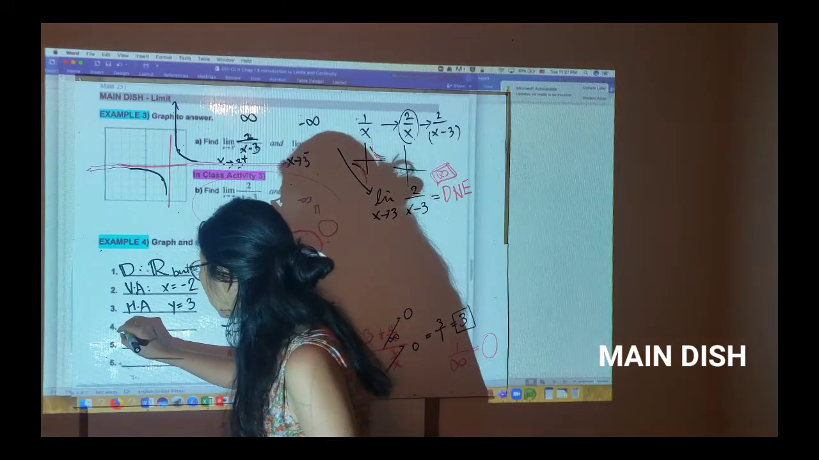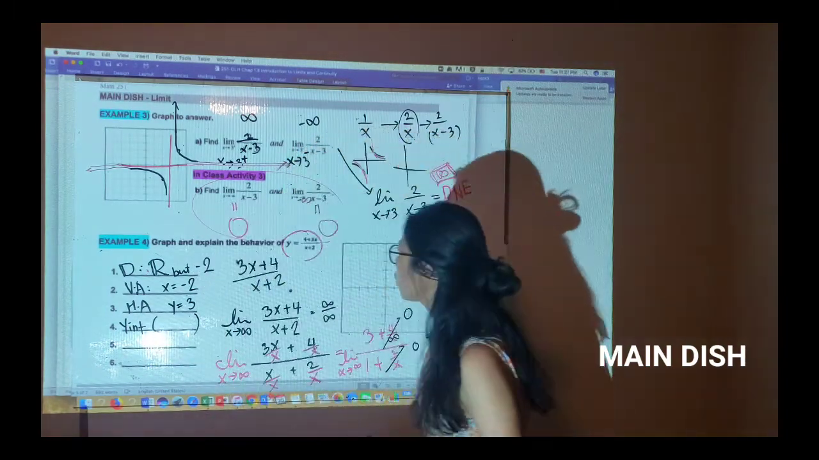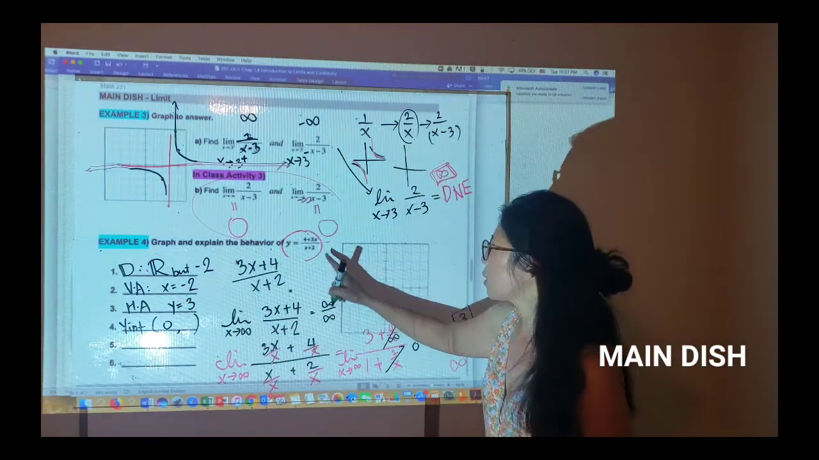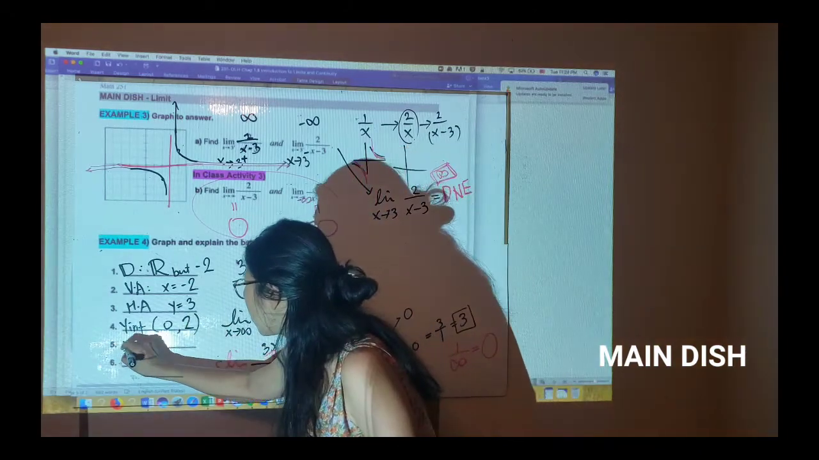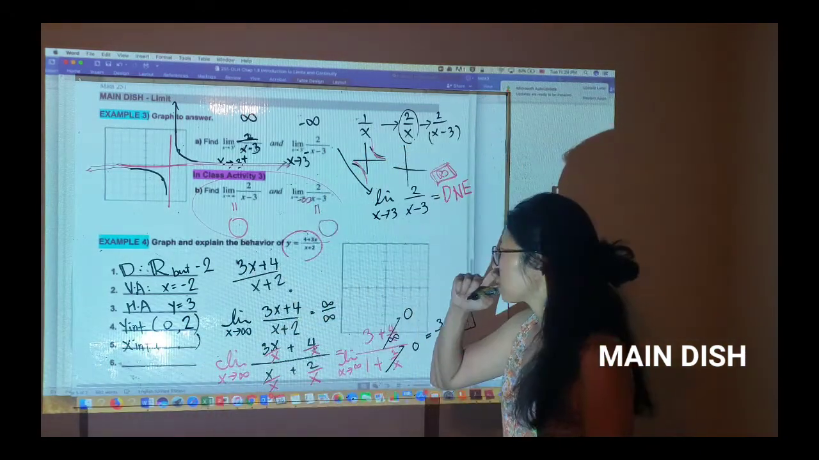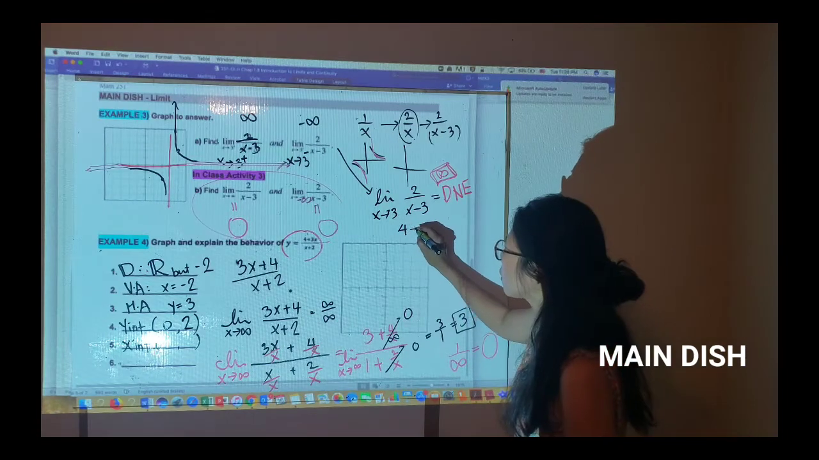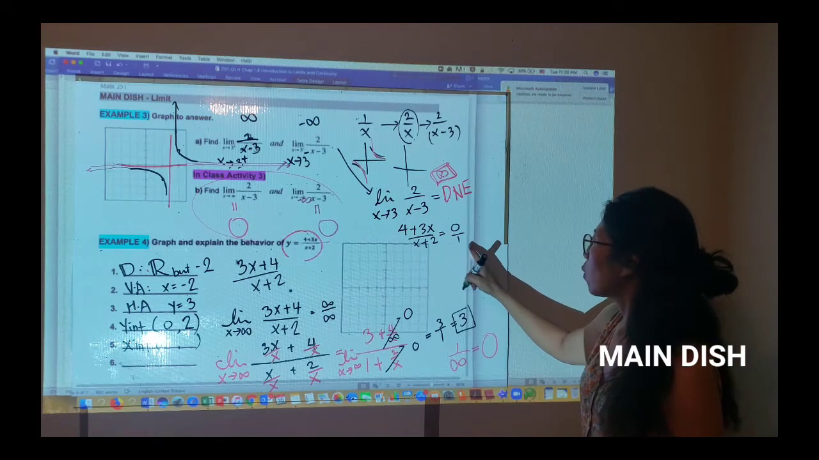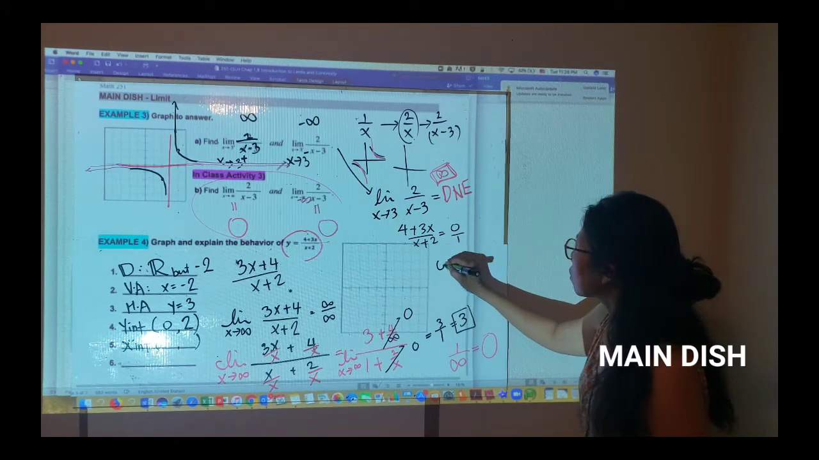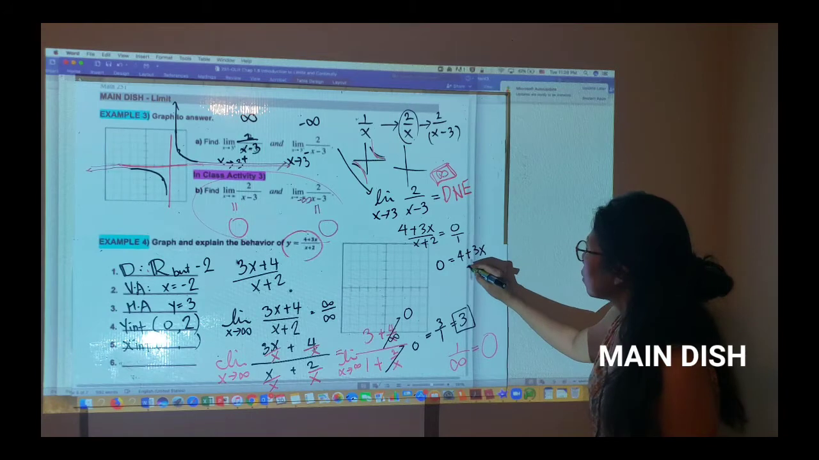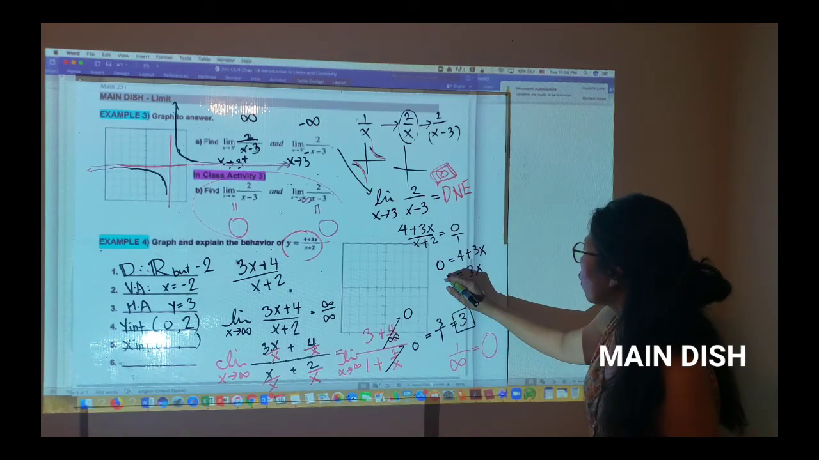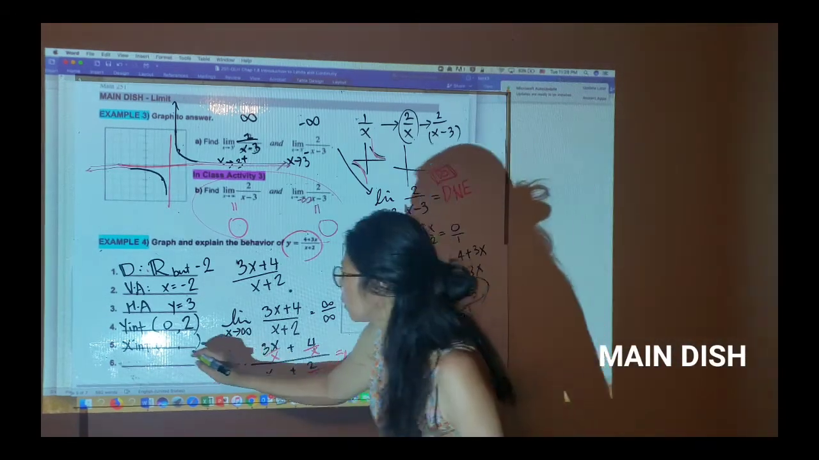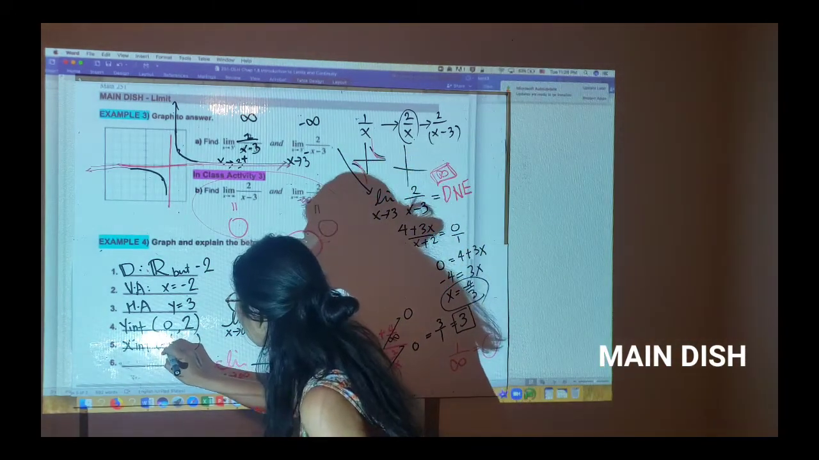Now let's look at the y-intercept. The y-intercept means x is 0, so I'm going to plug in x equals 0. I get 2. And then what is the x-intercept? The x-intercept means y is 0. So (3x plus 4) over (x plus 2) is equal to 0. I'm going to calculate 0 over 1. Then I get 0 equals 4 plus 3x. 3x is equal to negative 4. So I get x as negative 4 over 3 as the x-intercept. So negative 4 over 3, comma, 0.